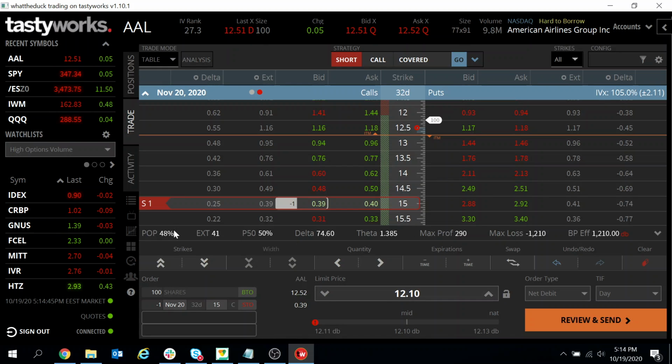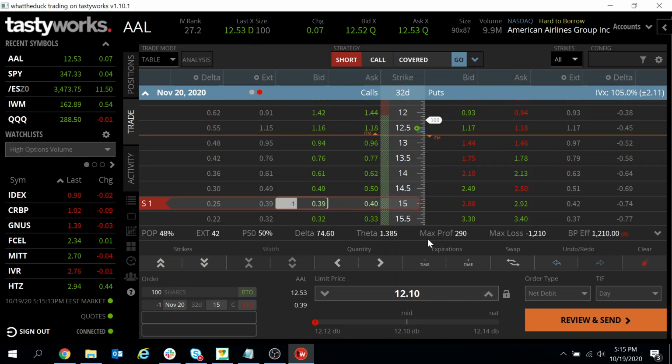Okay, these metrics right here, this is probability of profit. This is the extrinsic value of the option. We can go into more details in a later video. The delta, which is equivalency in basically outright owning the stock. And the theta, which is the daily decay measured in dollars for the option we are selling.